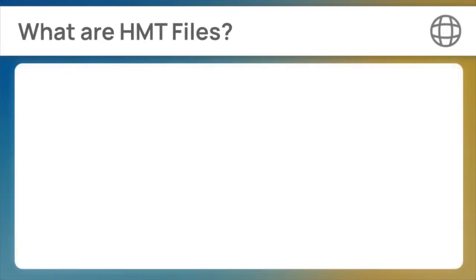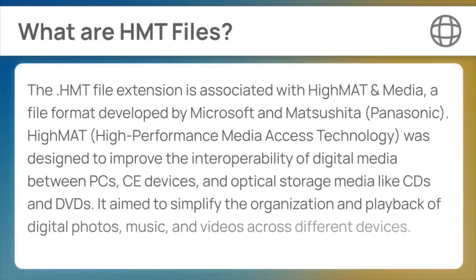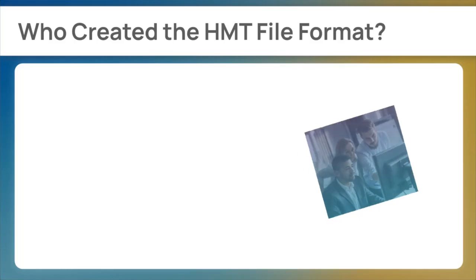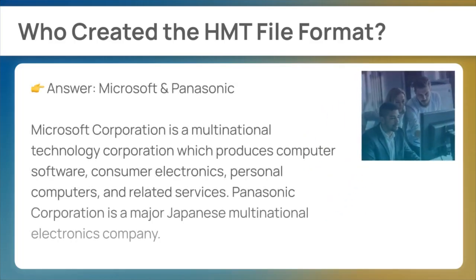The HMT file extension is associated with HighMAT and Media, a file format developed by Microsoft and Matsushita, Panasonic. HighMAT, High Performance Media Access Technology, was designed to improve the interoperability of digital media between PCs, CE devices, and optical storage media like CDs and DVDs. It aimed to simplify the organization and playback of digital photos, music, and videos across different devices.